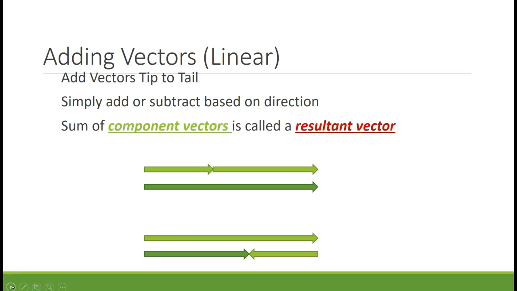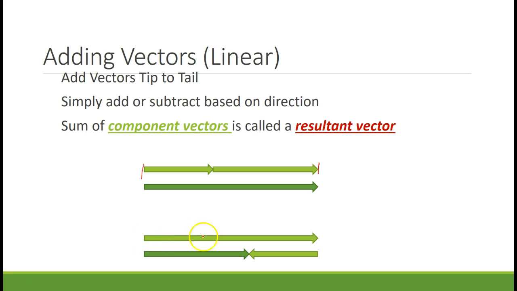So, when you're adding them together linearly, which basically means they're all in the same direction, either x or y, you just add them like regular numbers. So this one would be from this beginning to this end, and the resultant is equal to the sum of the length of the other two vectors.